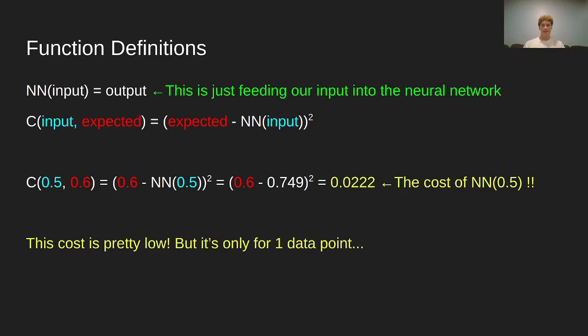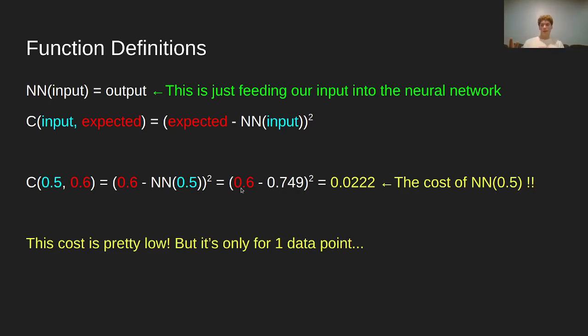So, defining the cost function, we already know how a neural network works. You give it input, it gives us output. Done. This is the cost function. It just has expected minus the neural network's output given the input, squared. And just for an example, the cost C, given 0.5 and 0.6, just one random data point I chose, would end up being 0.0222. So that's pretty close to 0. It's all right. It's not super good.